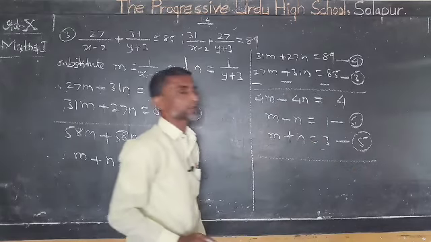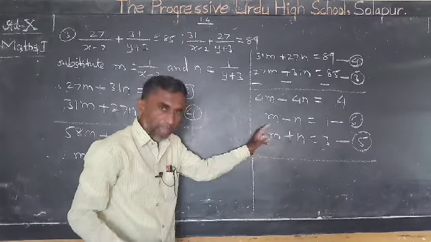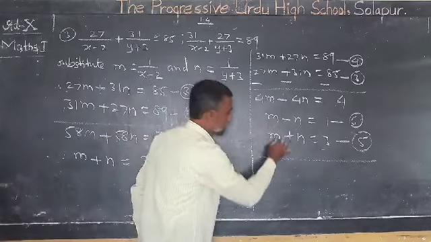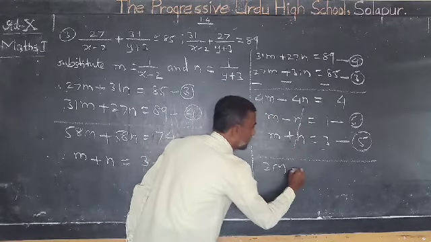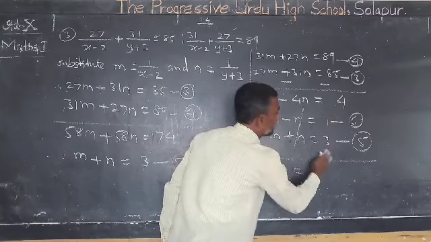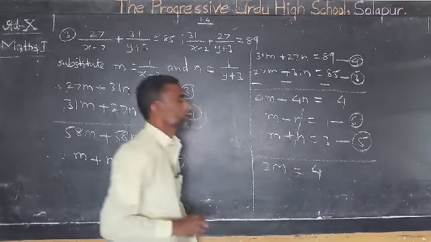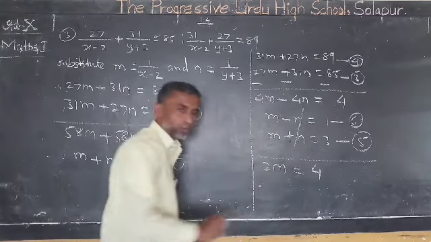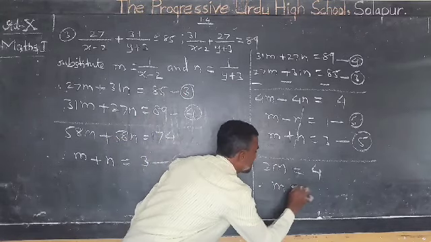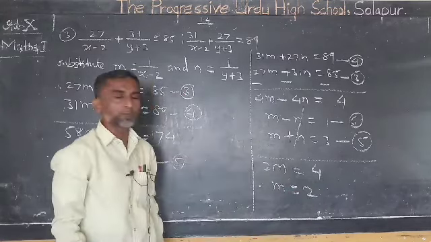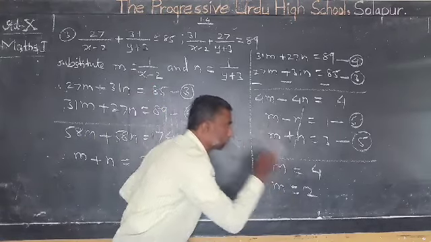These are the two equations, number 5 and 6. I am going to add: m plus m, 2m, plus n minus n, it will become 0, is equal to 3 plus 1, 4. Now, divide each term by 2, or take it to the right hand side and divide it by 2. m is equal to 2. Dividing both sides by 2, you will get m is equal to 2.